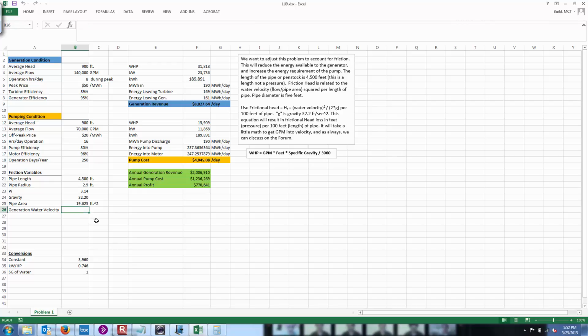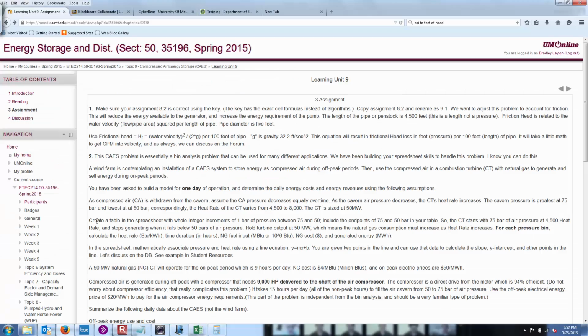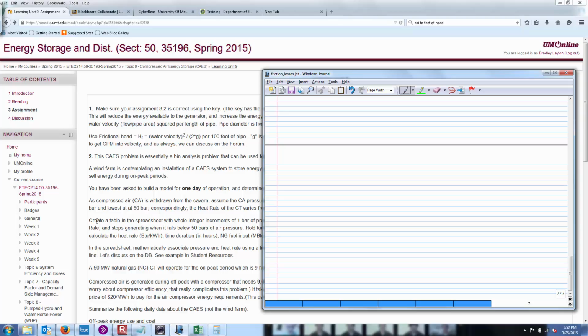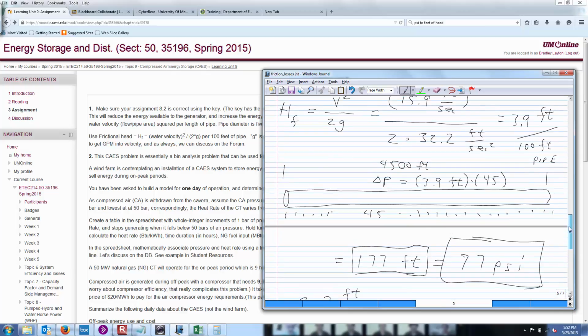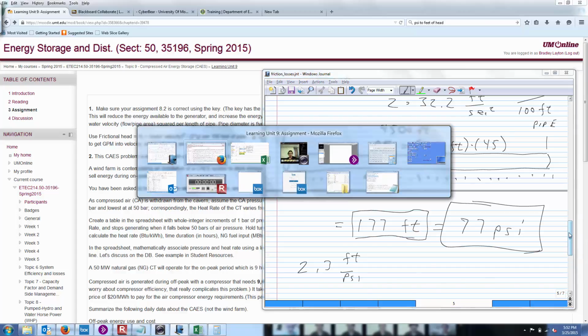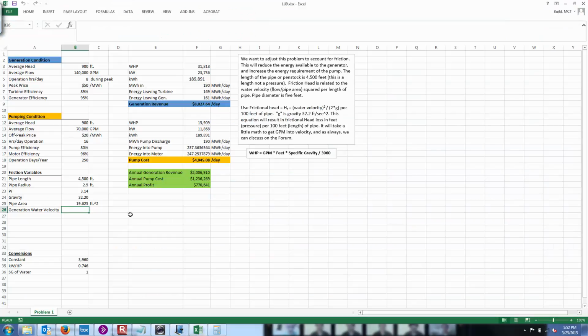Okay, so we can just pop that in here. Velocity. I'm not going to mess around with the Excel. You guys can figure that out. I'm just going to put the numbers in. 177. So Dustin's made a neat little spot down here.